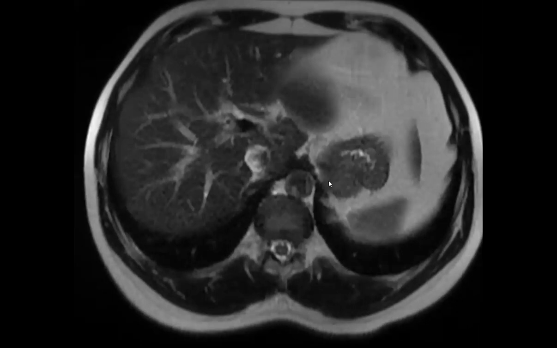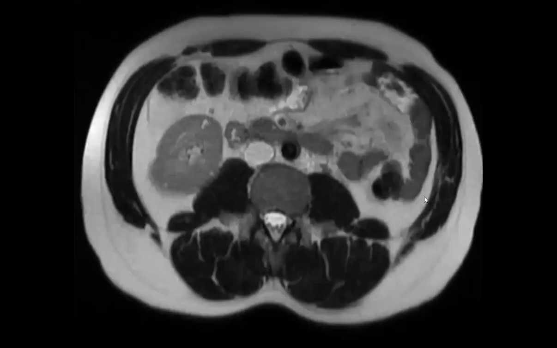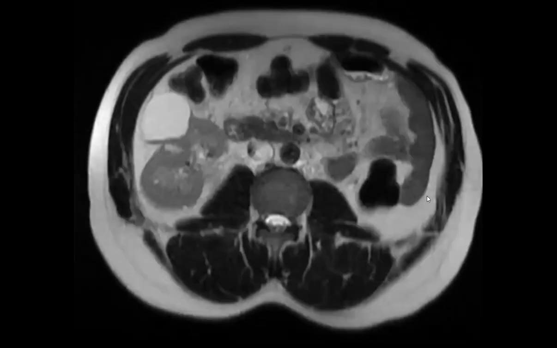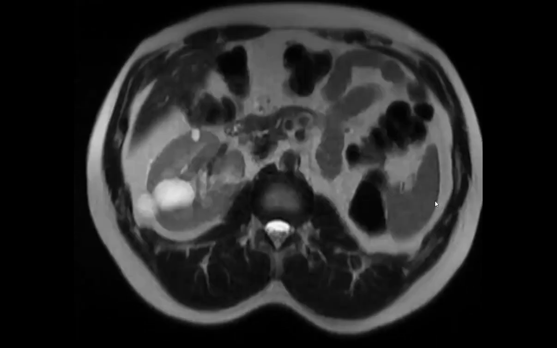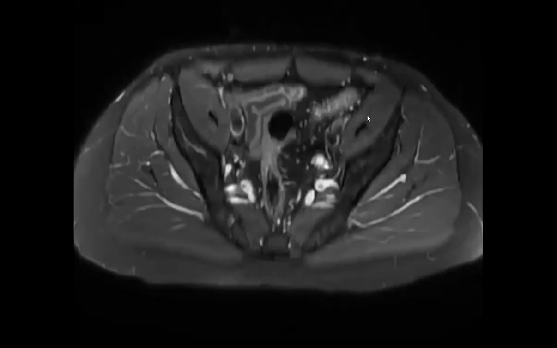Okay, I have a quick one. Okay, so there's a finding in the upper abdomen. Other than the missing kidney? That's the finding. Okay. And then there's a finding in the pelvis. You guys are going to get this.